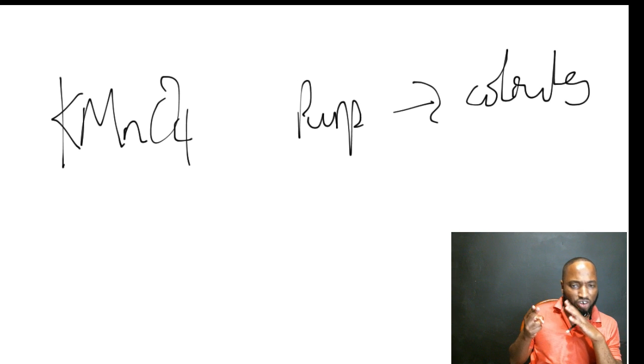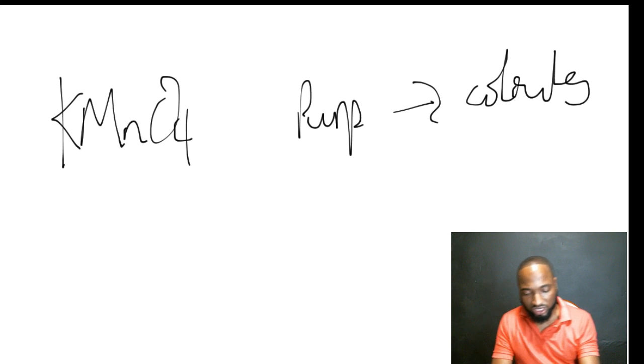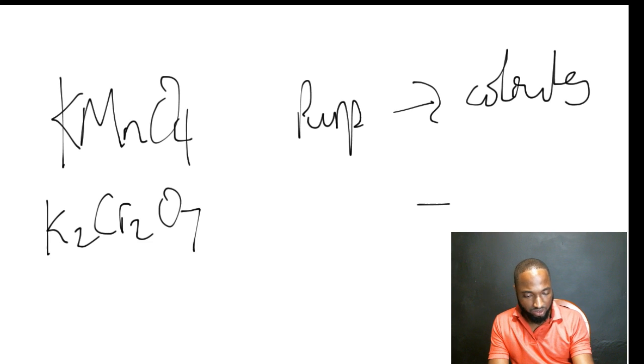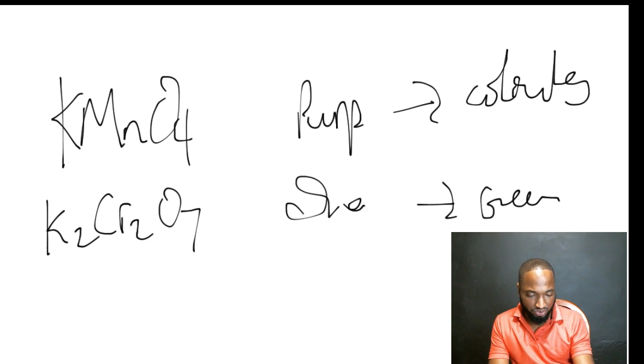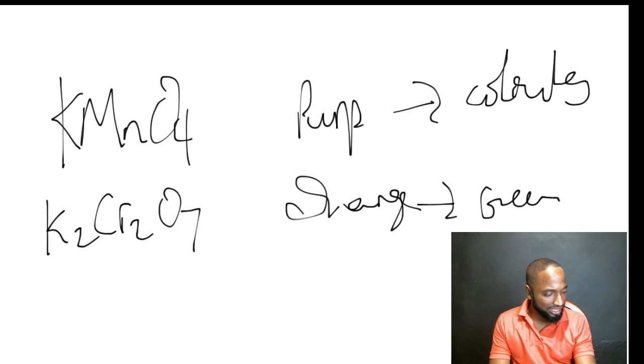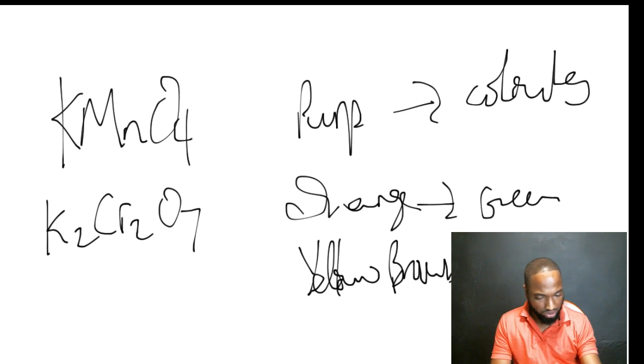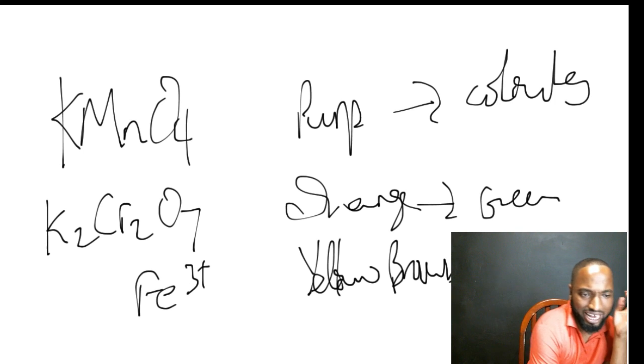The Fe3 is the more rusty one. The Fe2 is the more green one. So the other two are orange to green. The dichromate goes orange to green, and the Fe3 plus is yellow brown to green. It's more brown, yellow brown to green. That's the Fe3. Alright, I feel like that's easy to memorize.